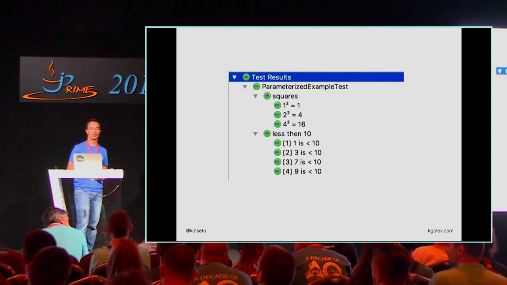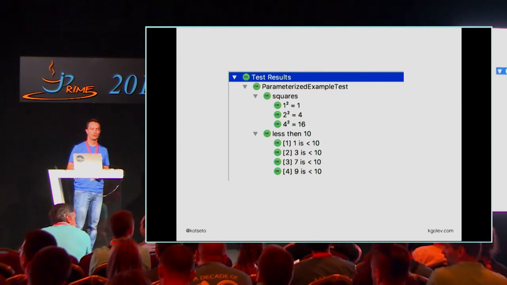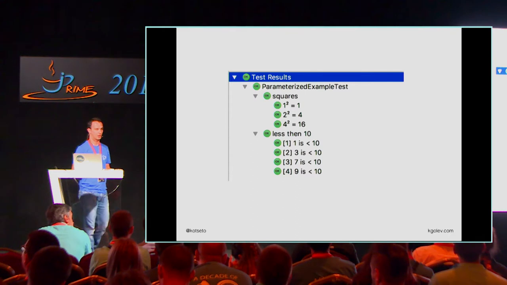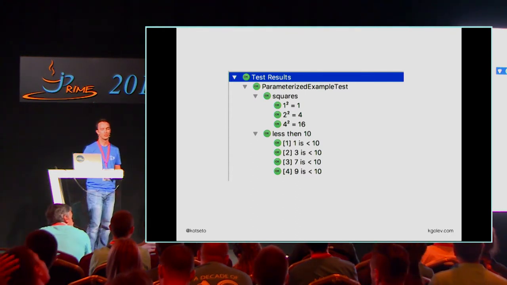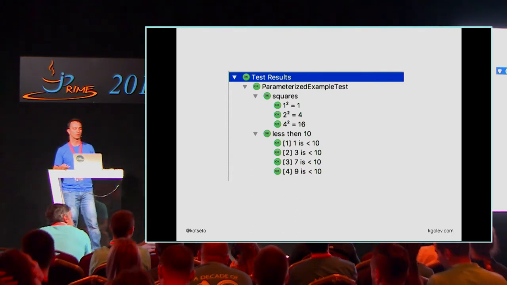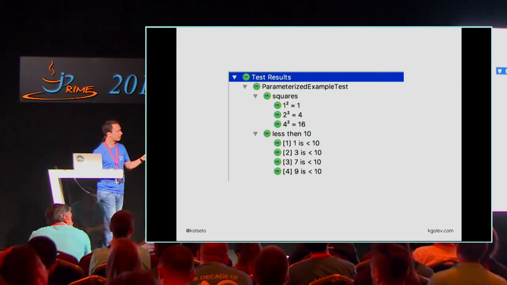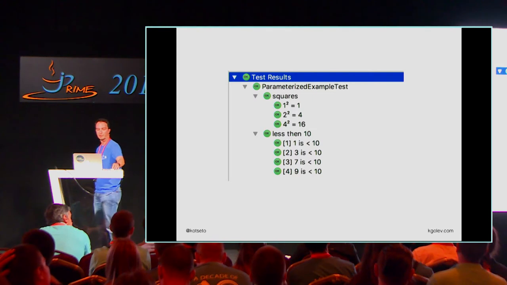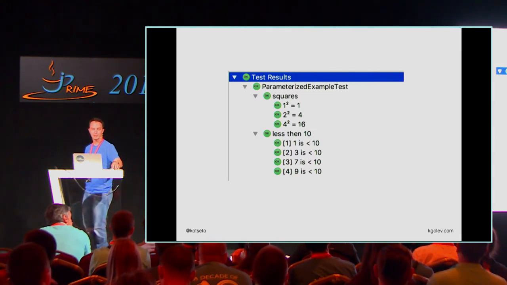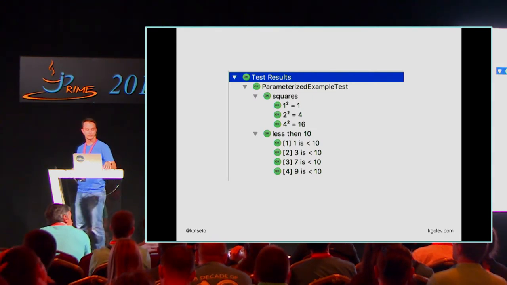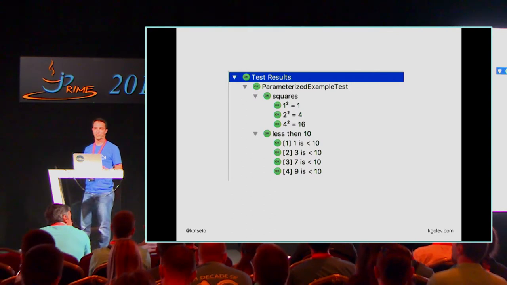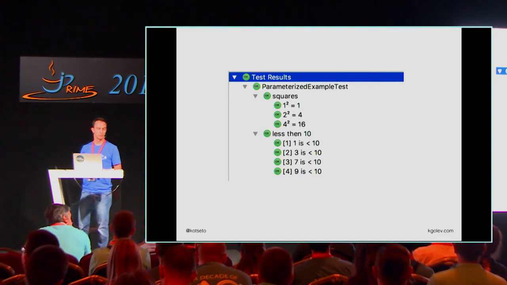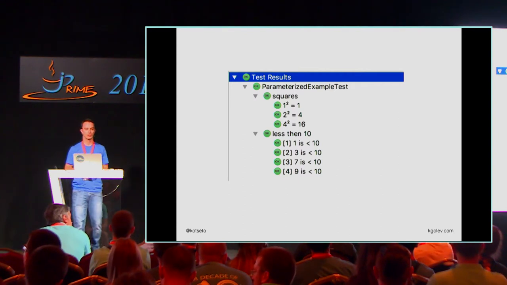So this is what you can do. You can use the display name on the parameterized test, and you can further modify what it is doing. In the first test you can see squares, and in the second one you can see that for each instance there is a number. This is the number by default, like the index of the value that you set as an input. So you can play with this.